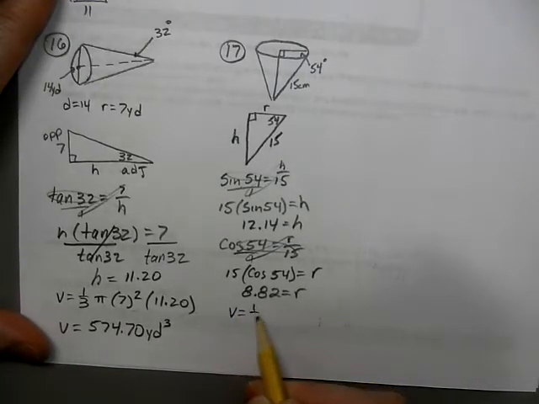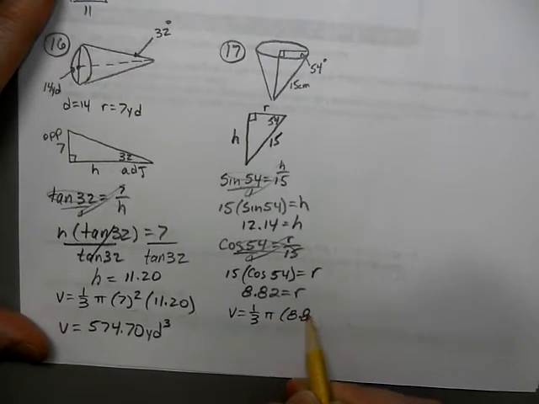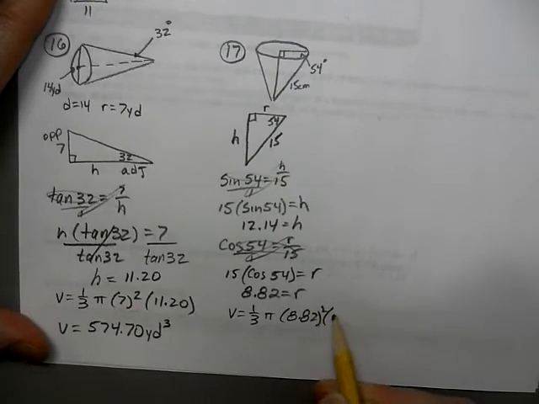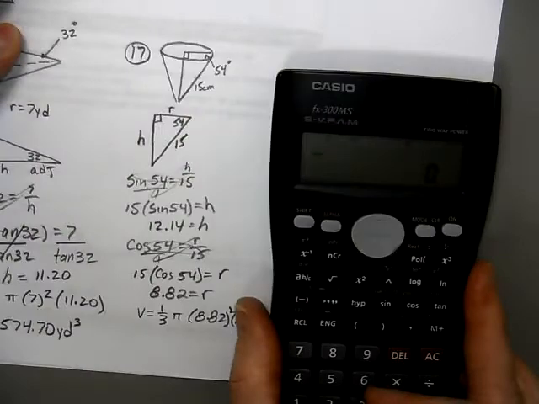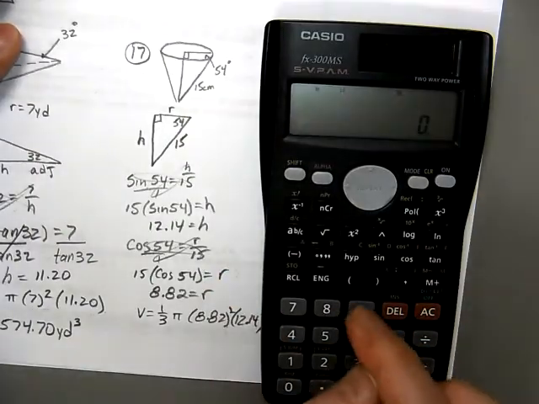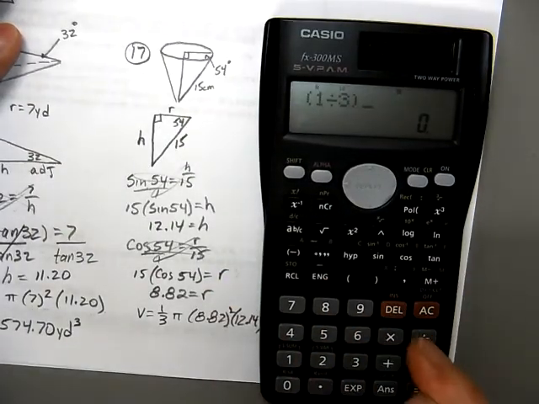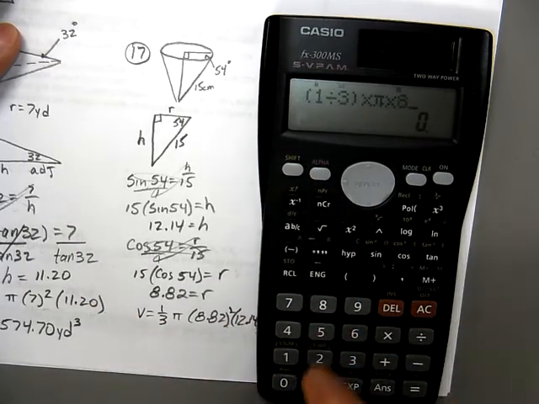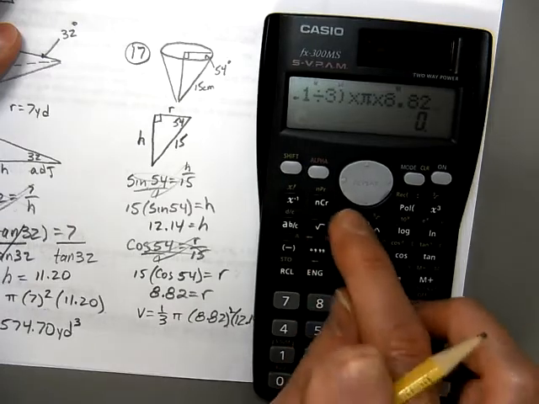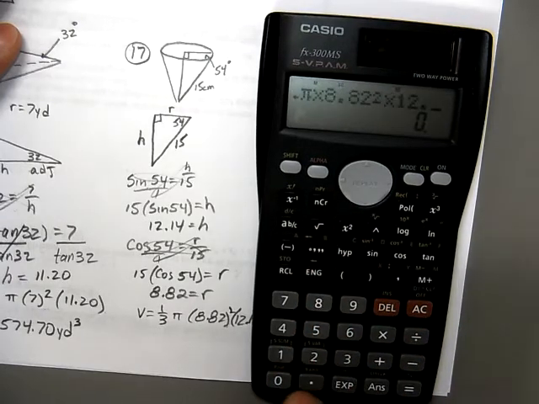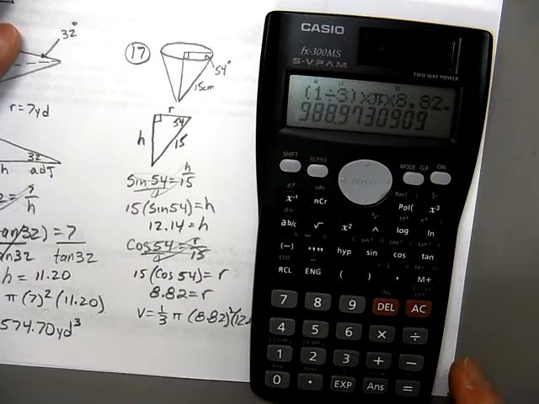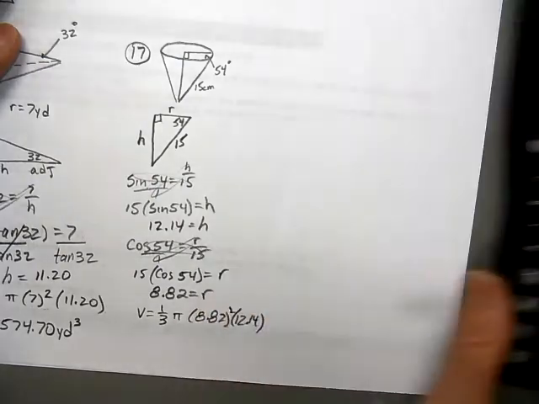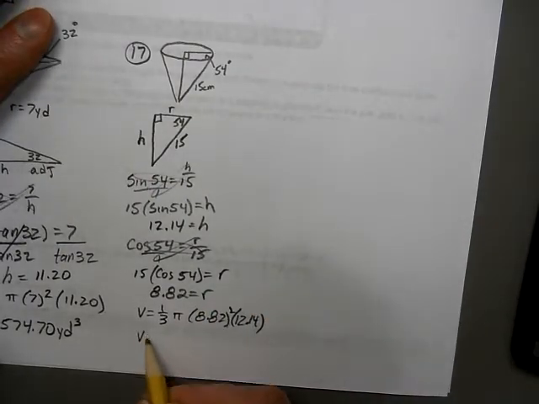So to calculate the volume, that's 1/3 pi 8.82 squared times our height. So 1 divided by 3 times the pi times 8.82 squared times our 12.14. 988.97.